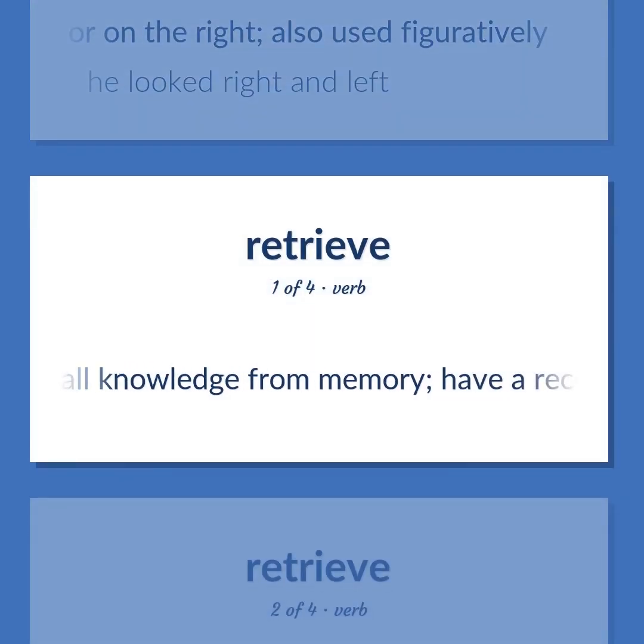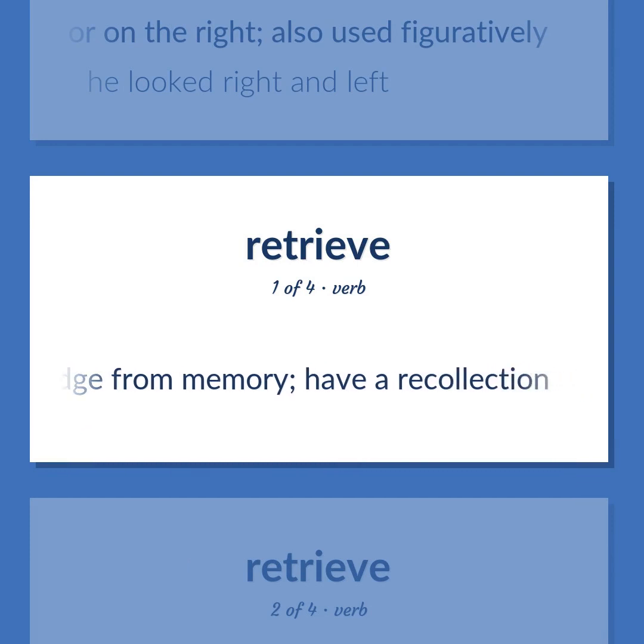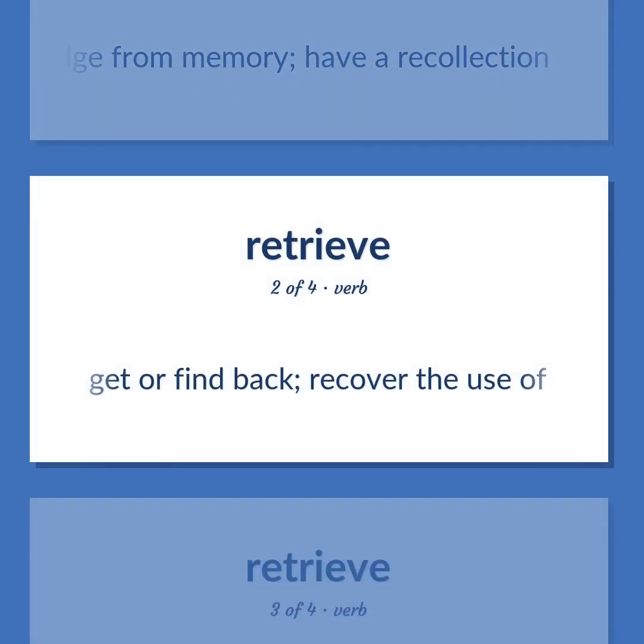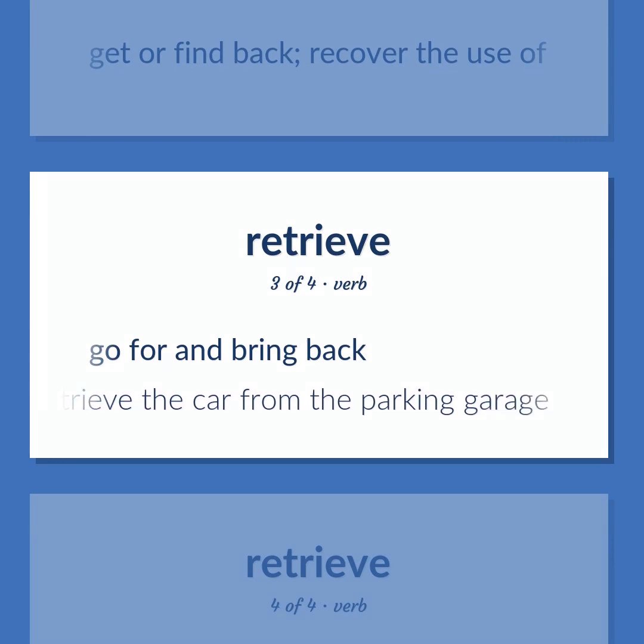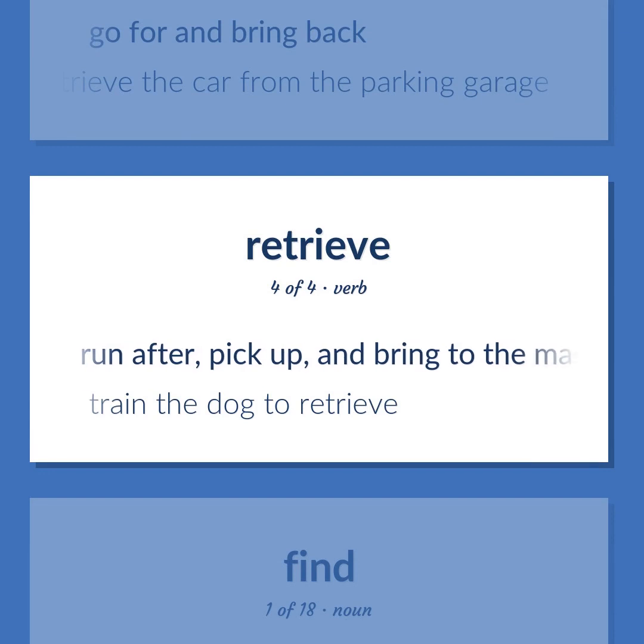Recall knowledge from memory. Have a recollection. Get or find back. Recover the use of. Go for and bring back. Retrieve the car from the parking garage. Run after, pick up, and bring to the master. Train the dog to retrieve.